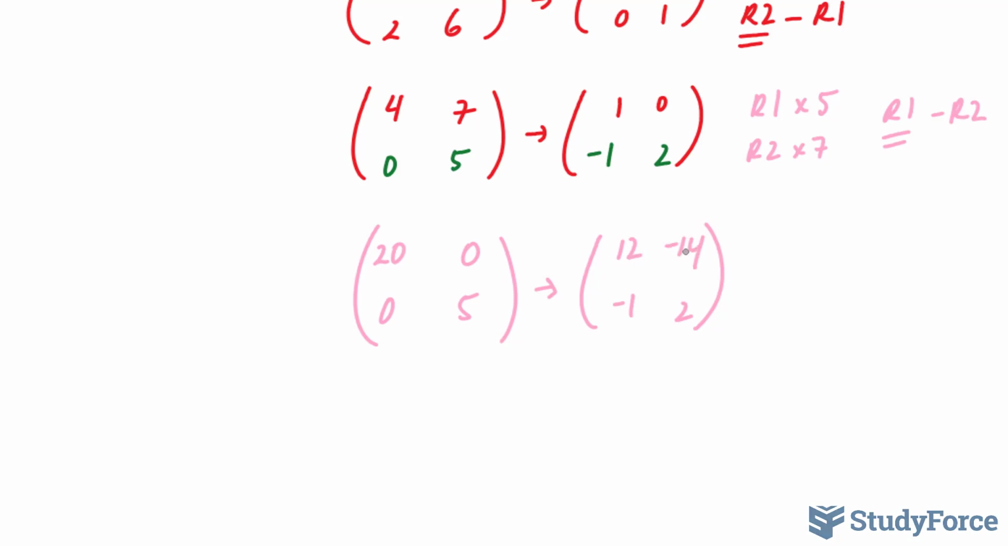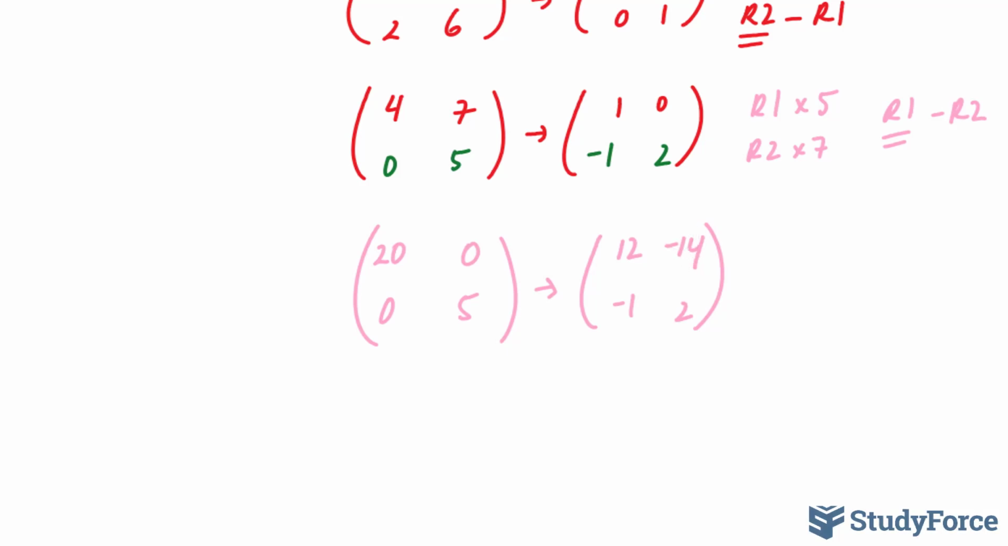Now let's investigate why. Let's pretend that I multiplied row 1 by 5, that's 20, row 2 by 7, that's 0, and then I subtract 0 from 20, I end up with 20. One more. We multiply 7 by 5 is 35, 5 times 7 is 35, 35 minus 35 is equal to 0, and the same method was applied to these elements.